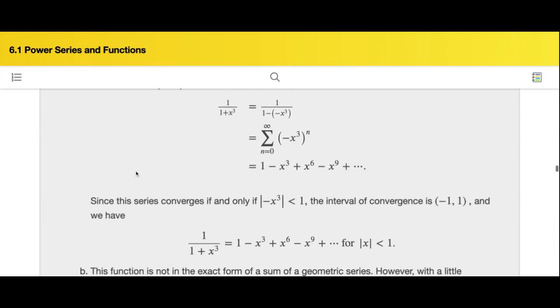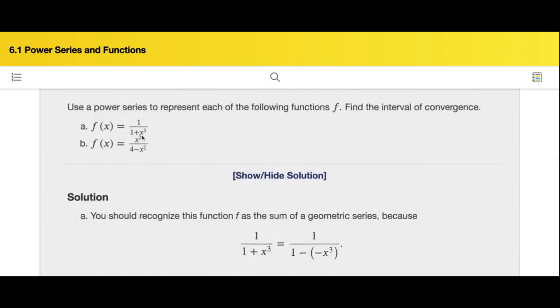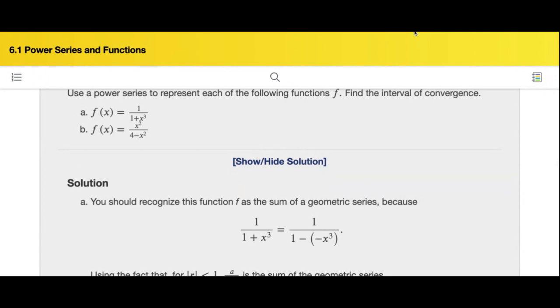Okay, let's see B. So B is x squared over 4 minus x squared. How do we do this? Because we need to have the form a over 1 minus r, right? So we want to be able to write it in this form. So how do we change that? How do we write x squared over 4 minus x squared in the form of a divided by 1 minus r?